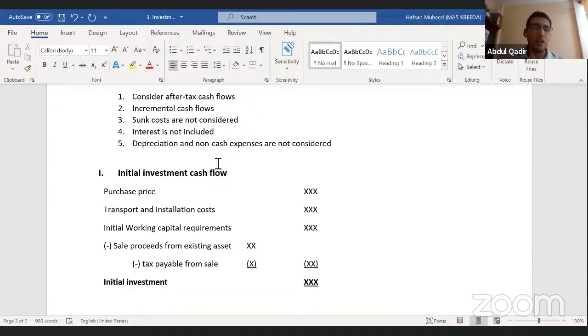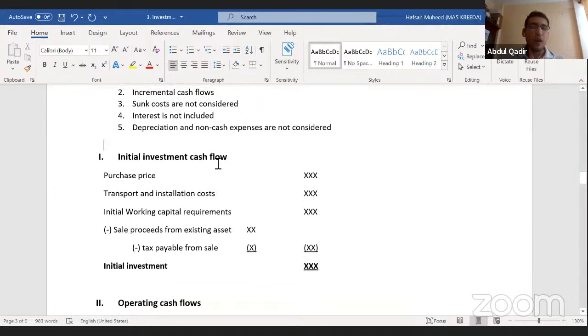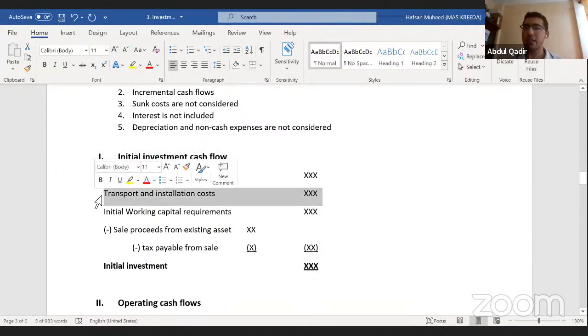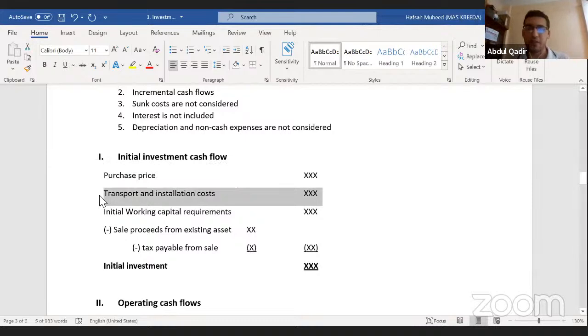Yeah. So under initial investment cash flows, the cash flows which come under that is basically the purchase price of the machine, right? How much are you paying for the machine? And you will consider the transport and installation costs. Why? Because those all are part of the costs of the machine. If you're importing it from another country, you need to bring it from the harbor to your factory, right? So there's a transport cost. Maybe you need some special expertise to install it. So all of this needs to be considered.